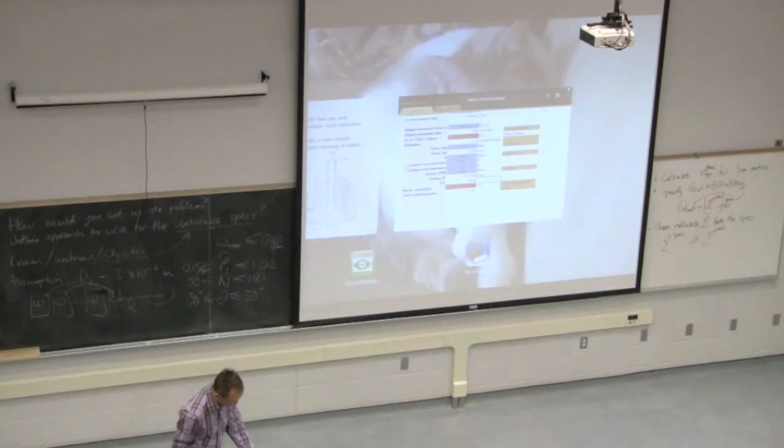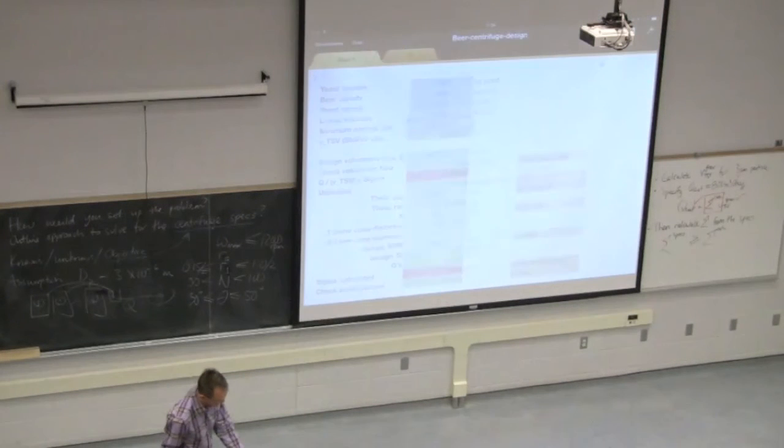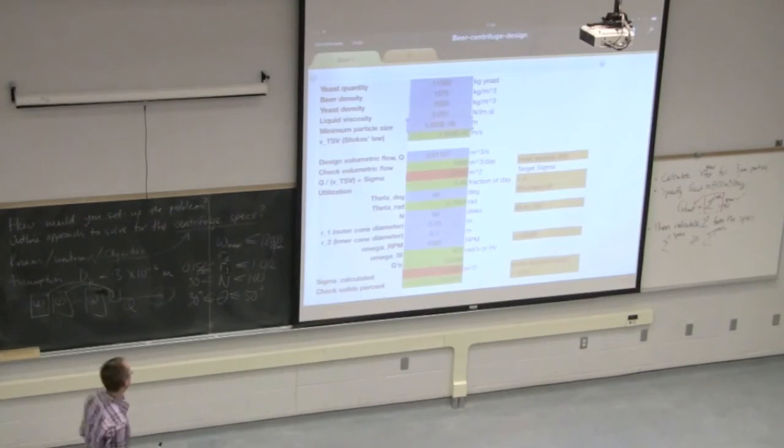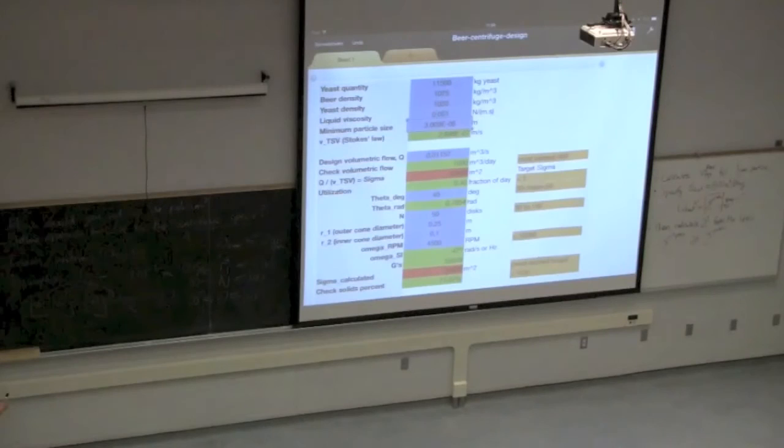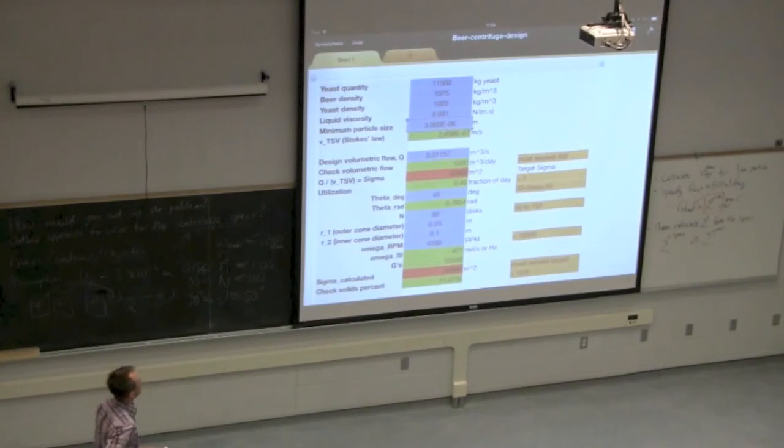So here's one example of that. Let's take a look at this and unpack it for a bit. Things in blue are given to us. I'll post the spreadsheet on the course website so you don't need to reproduce it. So I specify my yeast, my beer density, and liquid viscosity is assumed. Notice this is the viscosity of water. Assume a particle size of 3 microns, and from that I can calculate the Stokes velocity in just a second.